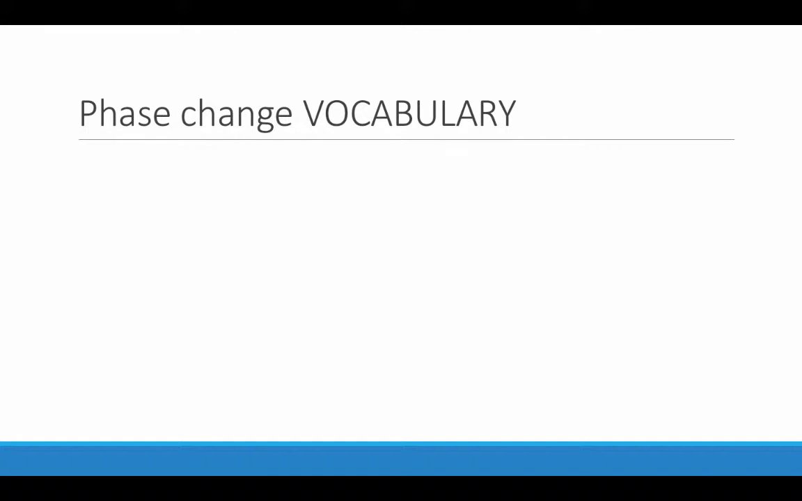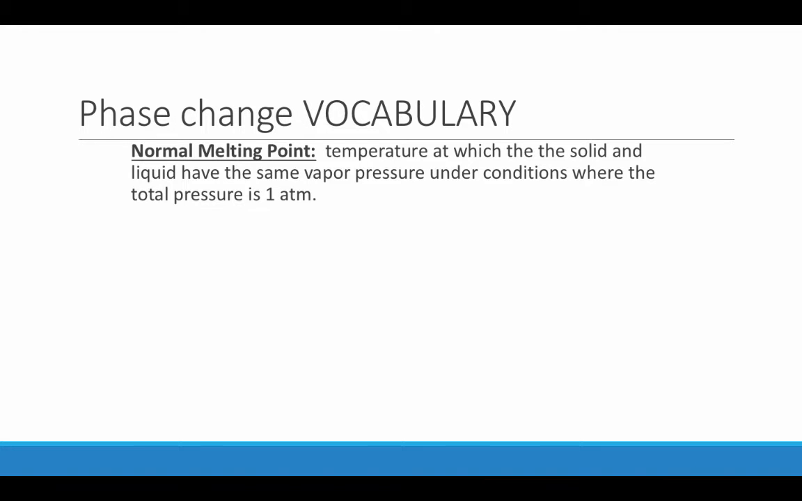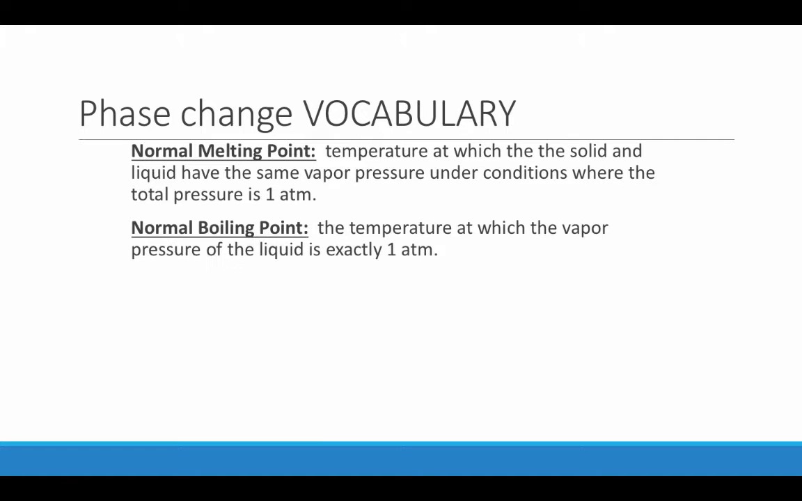So what does this have to do with boiling point? Previously, we've talked about boiling point as if it's an absolute temperature and only dependent on temperature. Let's define normal boiling point and normal melting point. Normal melting point refers to the temperature at which the solid and the liquid have the same vapor pressure under conditions where the total pressure is 1 atm. The normal boiling point is the temperature at which the vapor pressure of the liquid is exactly 1 atm.